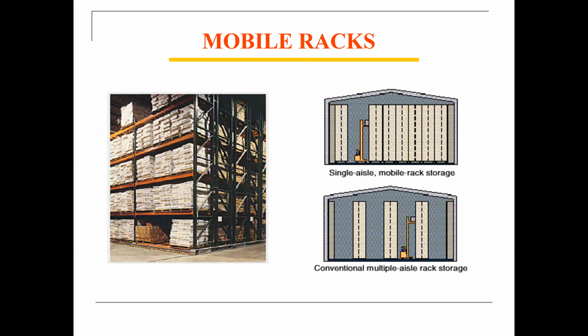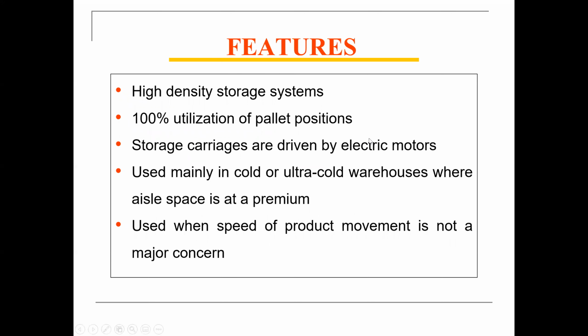The mobile racks, as you can see in this picture, you have some of those racks that can be moved as needed, so you can access the items. These provide high density storage systems, 100% utilization of pallet positions. Storage carriers are driven by electric motors. This is used mainly in cold or ultra cold warehouses where aisle space is at a premium. Used when speed of product movement is not a major concern.